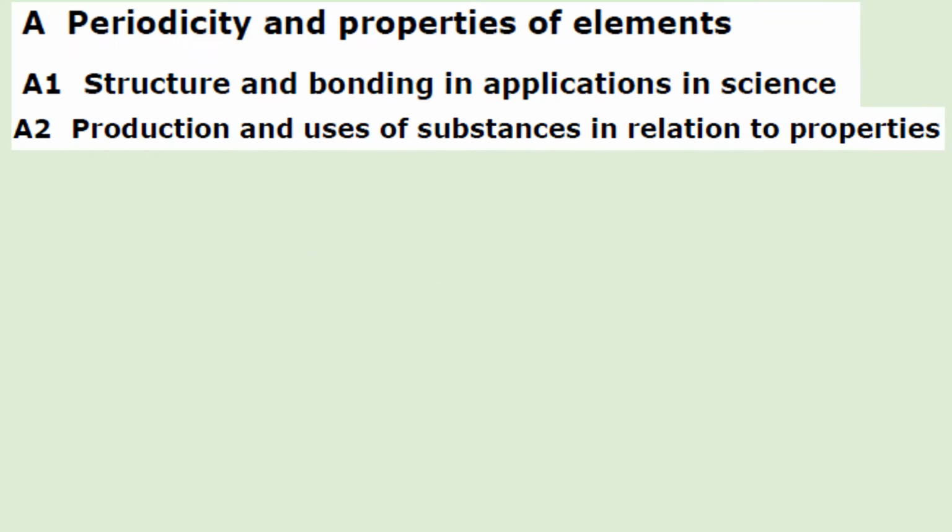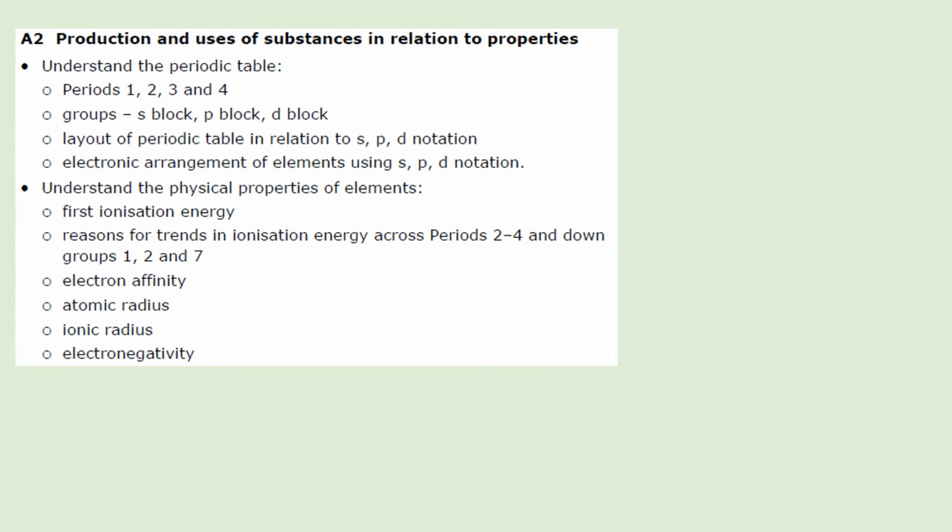For example, the specification for Unit 1A, which is the chemistry section, is broken into 2 assessment objectives. You need to know about structure and bonding and the applications in science. That's the first objective, and there's quite a detailed list on that. A2 is the second objective, which is production and uses of substances in relation to properties. Again, there's a very detailed list on that. And this is where we're up to so far.